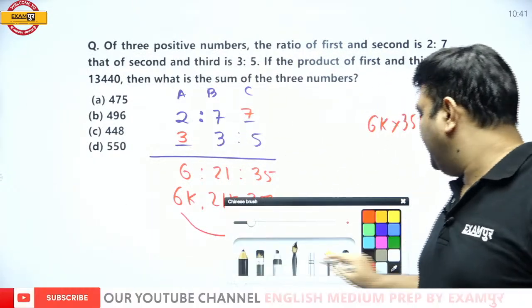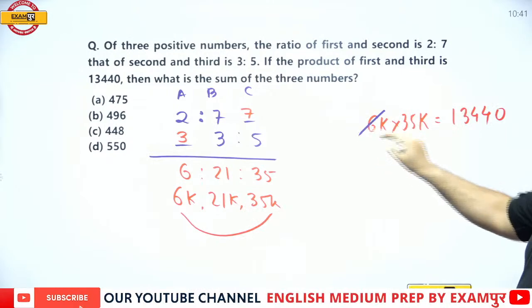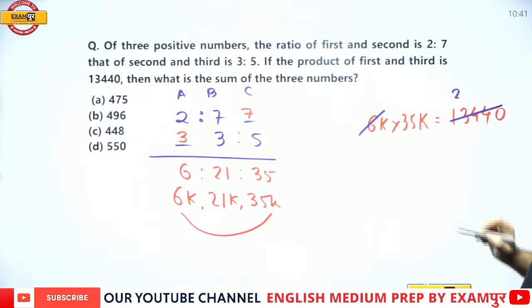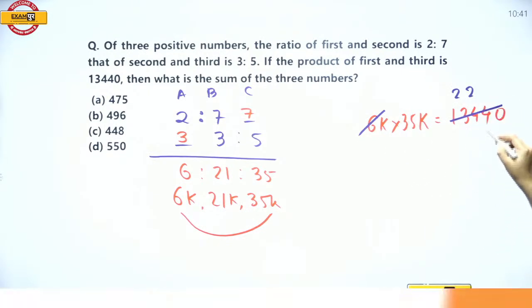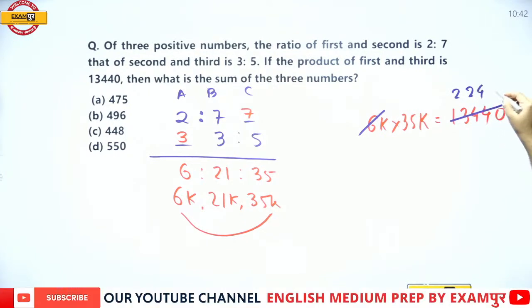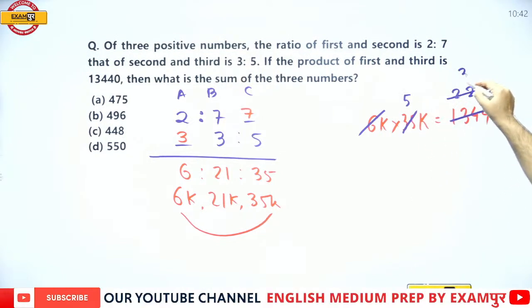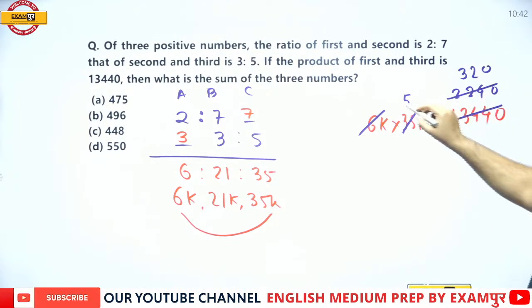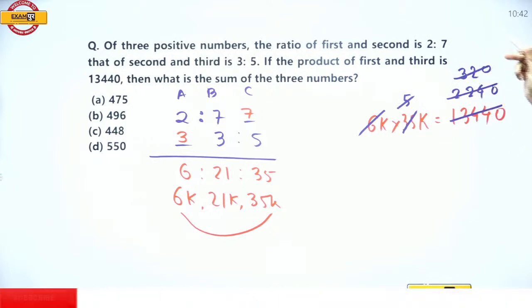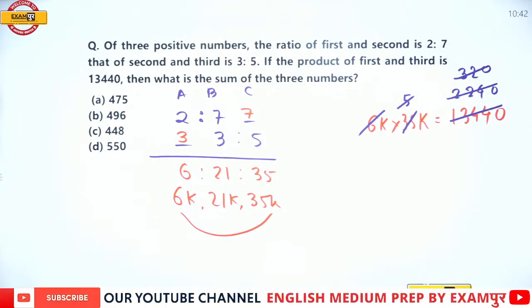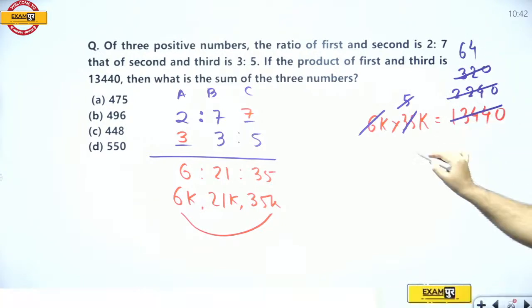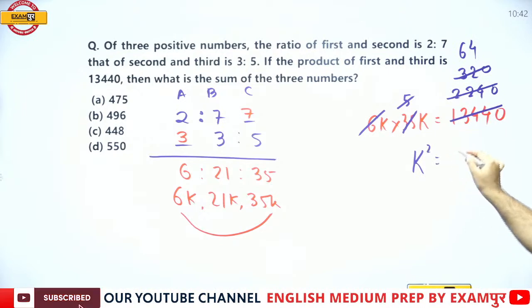When you simplify it, 6 2s are 12, then 14, 6 2s are 12, then 24, 6 4s are 24. When you again simplify it by 7, it's 5. 7 3s are 21, 7 3s are 21, 2 7s are 14. When you again simplify by 5, it's 64. So K square is 64.